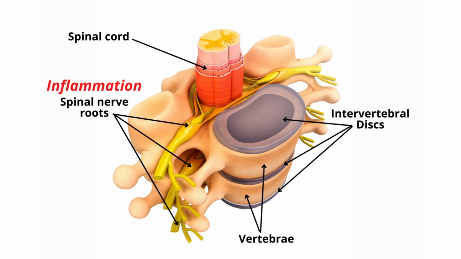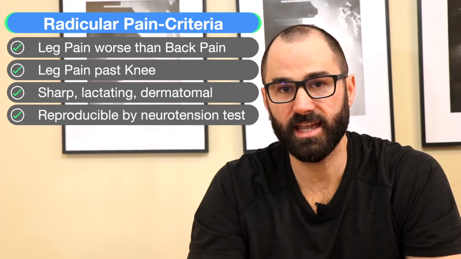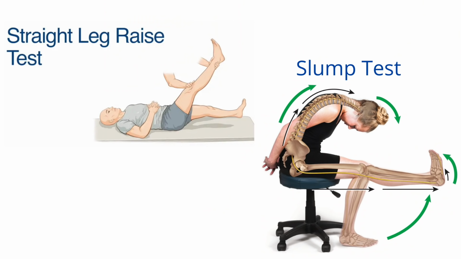radicular pain and radiculopathy. So radicular pain is inflammation of the nerve root, and the clinical criteria are: the leg pain should be worse than back pain, the pain should be below your knee, the pain should be very sharp and lancinating, and it should be reproducible by a nerve tension test.